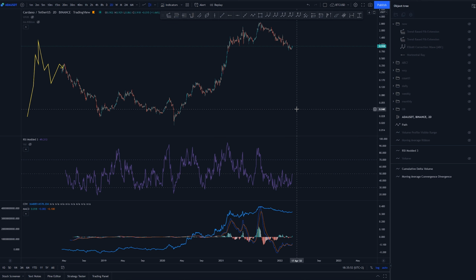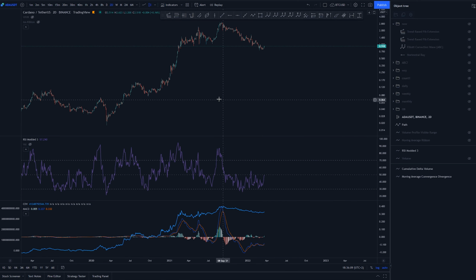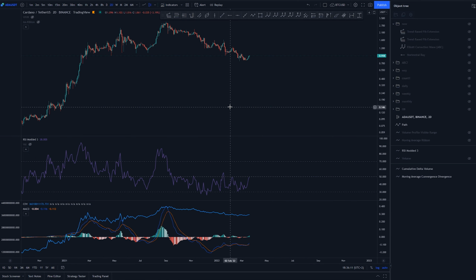This is an update video for the ADA account, so if you haven't watched the previous one, please do check it out if you want to see the whole Elliott Wave count for this ADA chart. Today we're focusing more on this correction looking structure here, so let's jump right into it.